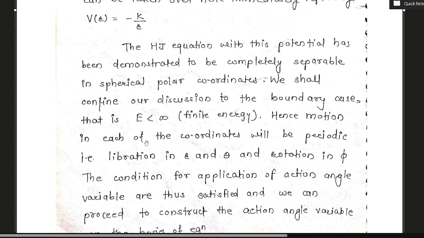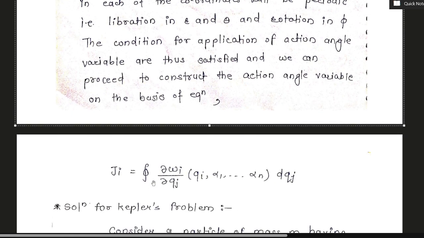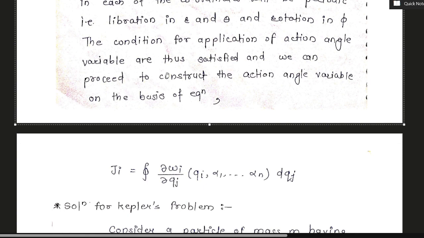Hence the motion in each of the coordinates will be periodic, that is, libration in r and theta and rotation in phi. The conditions for application of the action angle variables are satisfied, and we can proceed to construct the action angle variables on the basis of the equation J i equals the closed integral of the partial derivative del W upon del q i, with q i, alpha 1 to alpha n, into dq j.